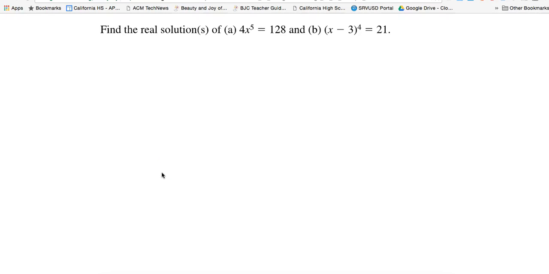Okay, this is example 4 in section 5.1. What we're going to be doing in this one is solving equations using nth root knowledge right here. So first we're going to look at a, which is 4x to the 5th power equals 128. Now, when you are solving a problem, that means you're solving for x.